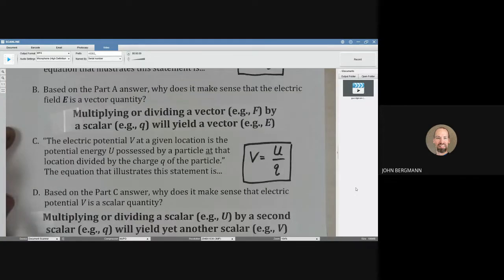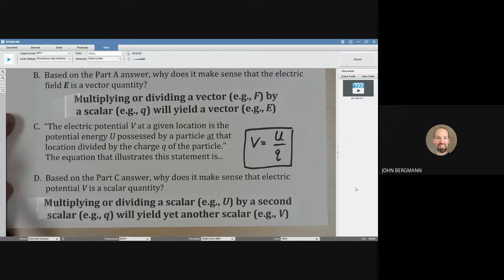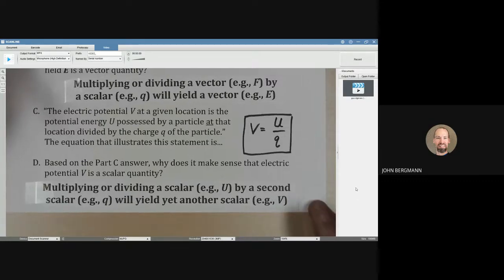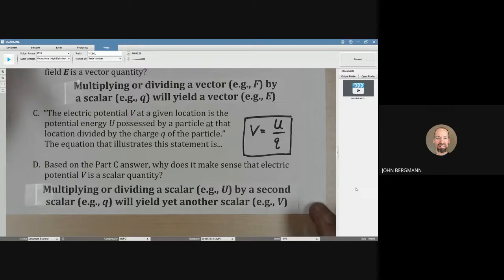Similarly, there's a mathematical relationship between what we call the electric potential at a given location, and that is the potential energy possessed by a particle or a charge at that location divided by the charge, as shown in this equation. And why does it make sense that electric potential is a scalar? Well, because energy is a scalar, charge is a scalar, so the potential is also going to be a scalar.